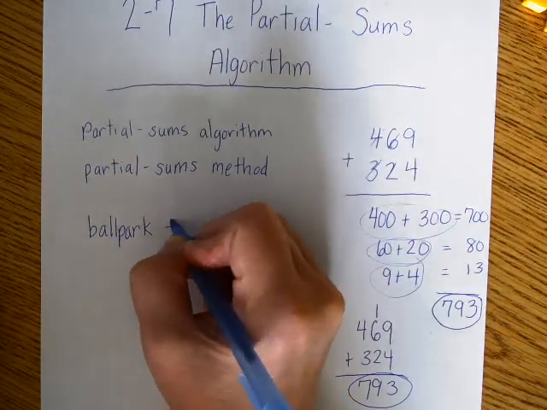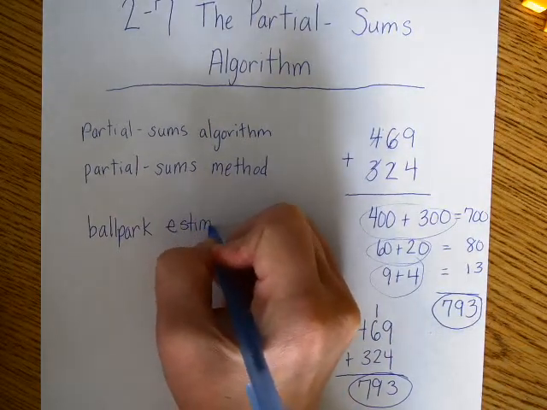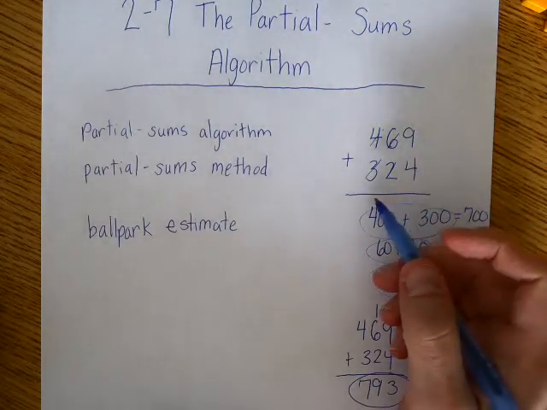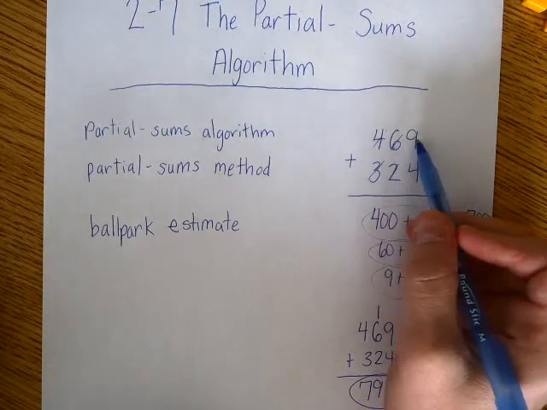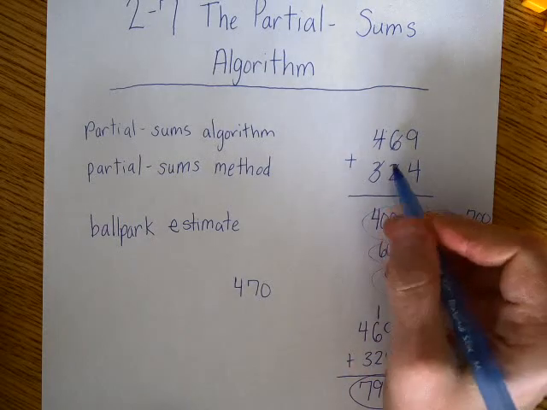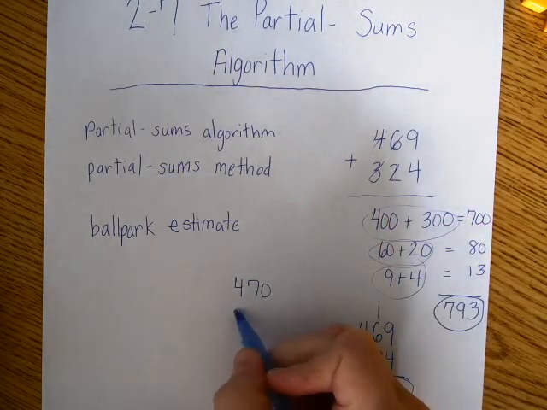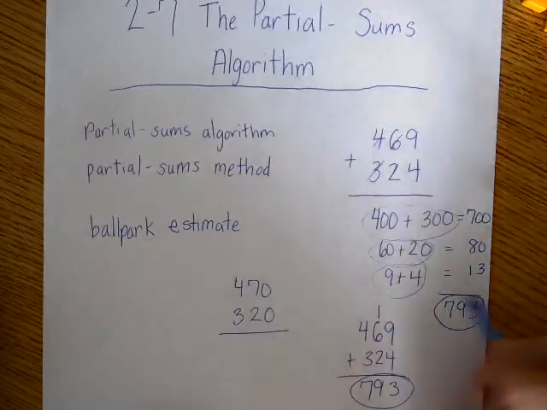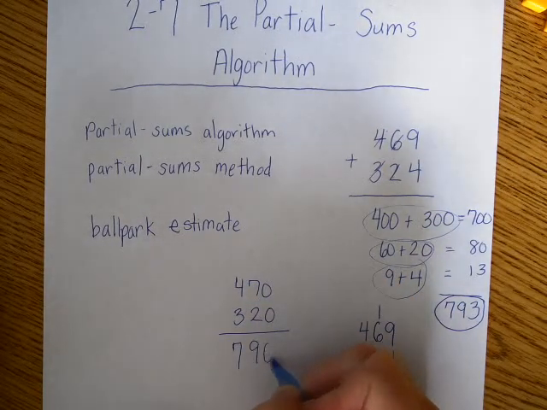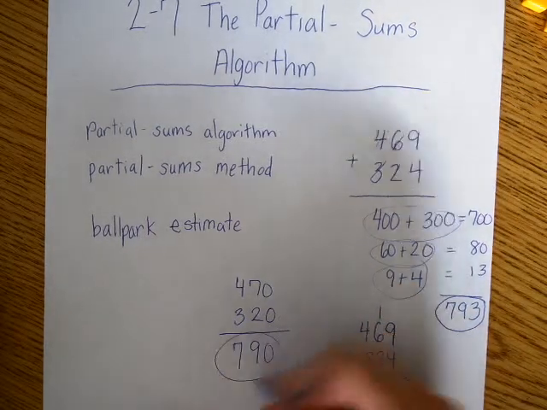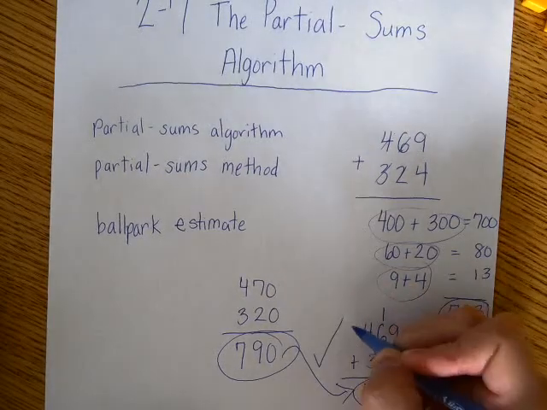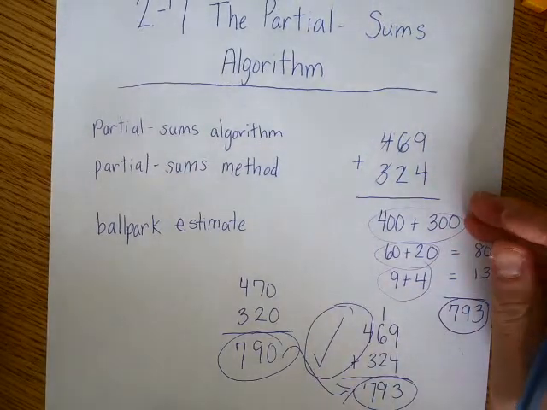Ballpark estimate is the other vocabulary word that we have. A ballpark estimate is basically rounding and then adding after you round. I could add a ballpark estimate for this. 469 is really close to 470, and 324 is really close to 320, and you would add those up and get 790. And 790 would be your ballpark estimate. It's just estimating, and that is very close to 793, so you can check that and be happy with the result.